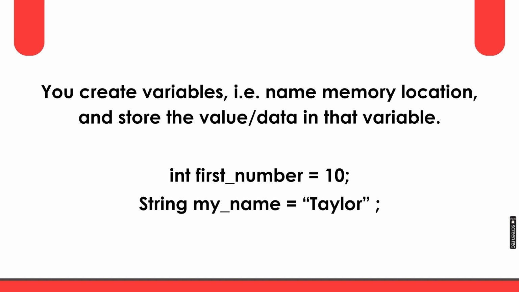For example, here we have created a variable called first number. It's of type integer and the value it is storing inside it is 10. Same, we have my name variable. It is of type string and you are storing a name Taylor into that variable. So this is how you store something in the computer's memory through your program.